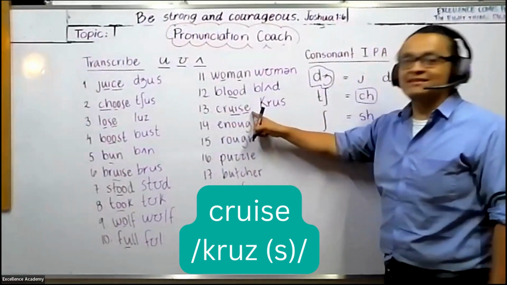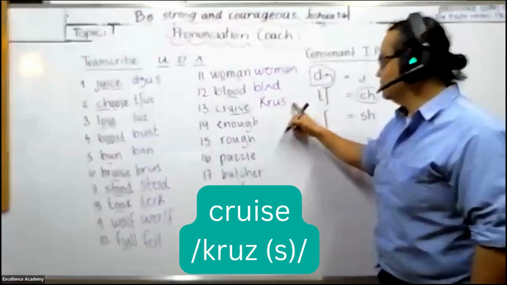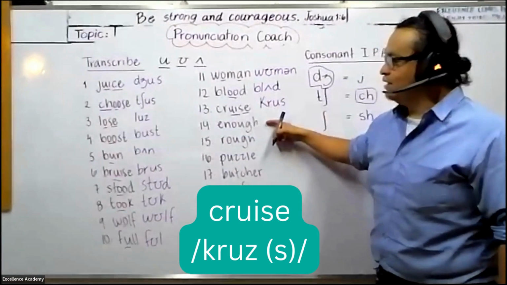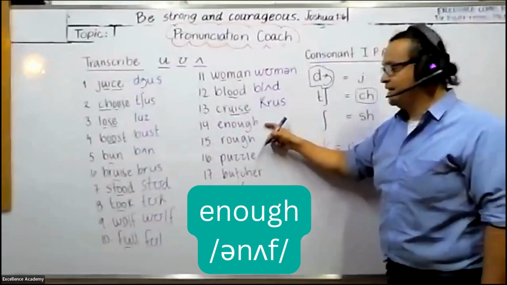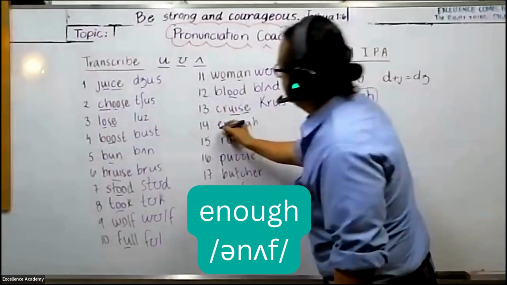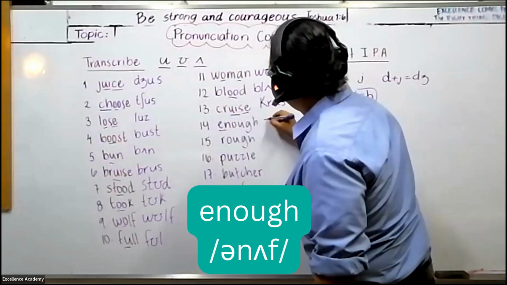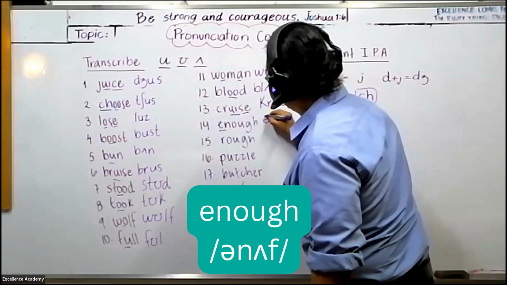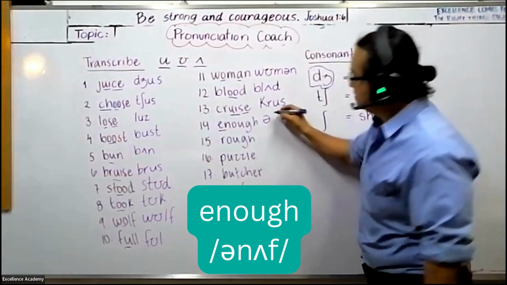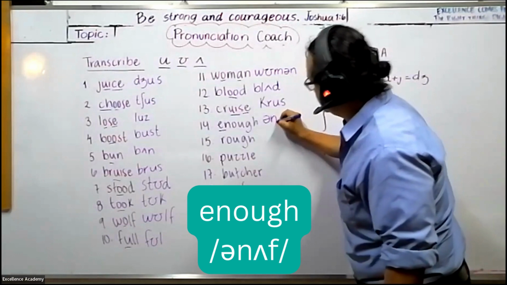Cruise. The letter E is not pronounced. It's mute, so we don't transcribe it. Moving on down to 14, enough. Here, what we hear is a weak vowel. So when there's a weak vowel, we use the schwa. Then we put the N.